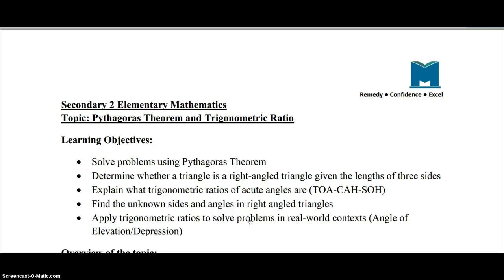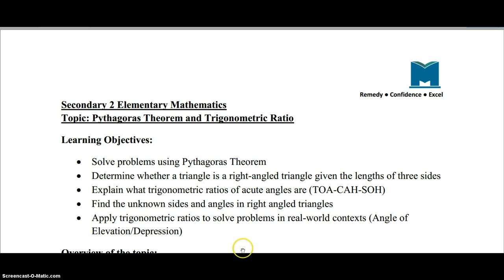Hi everyone, today we'll be learning a secondary-level mathematics topic called the Pythagoras Theorem and trigonometric ratio. For pre-class preparation, this video serves as an introduction to what the Pythagoras Theorem is all about, where the trigonometric portion I will then touch on more in class.